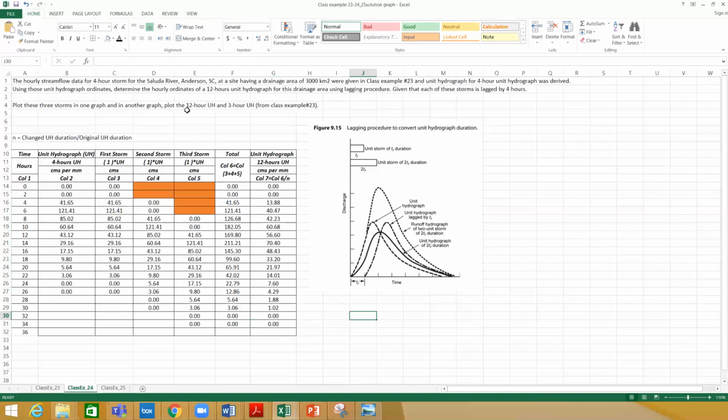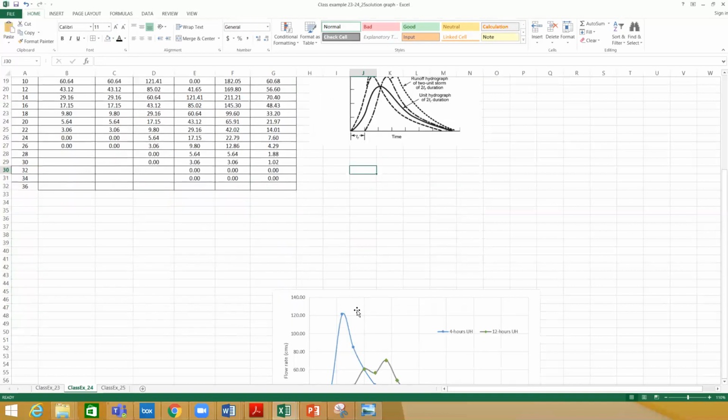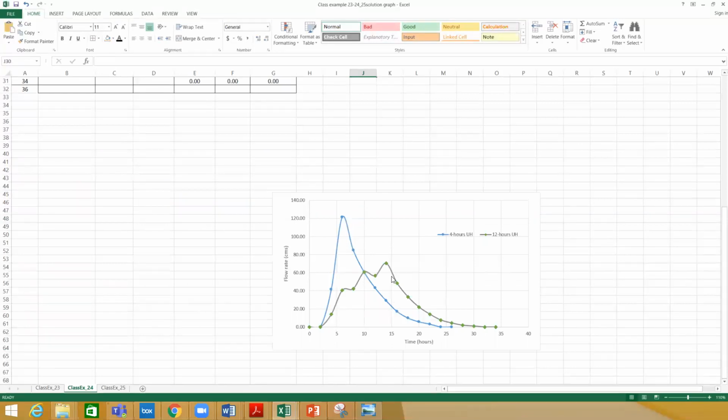And the question is asking you to plot the 12-hour unit hydrograph and the 4-hour unit hydrograph on the same plot. So that's what we did here. If we look at that, since this one is not from the measured data, we are not getting a very smooth curve, but still it is getting the general shape. And you will notice one thing, the 4-hour unit hydrograph has a higher value than the 12 hours. That's because if you look at the total time for 12 hours, it is actually spread from 0 to 35. So the same amount of runoff is spread through the longer time. That's why the peak is different here.